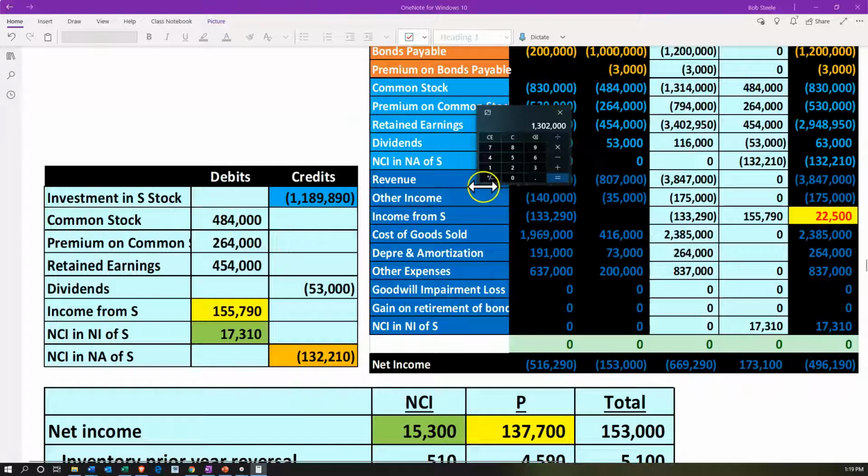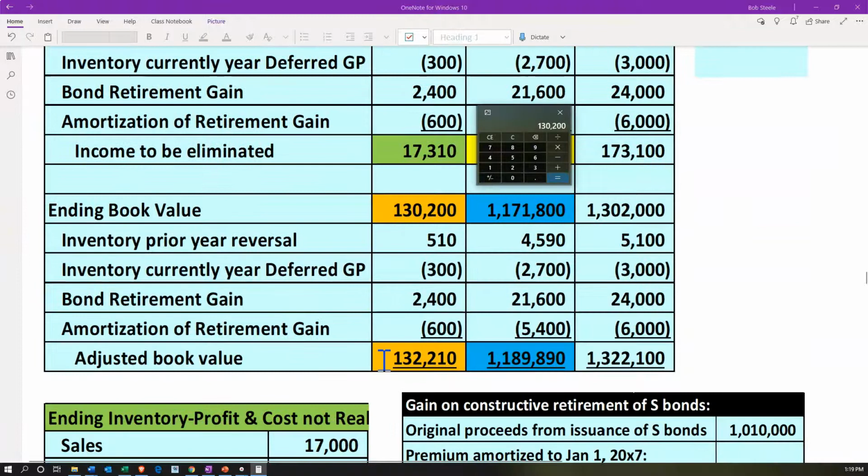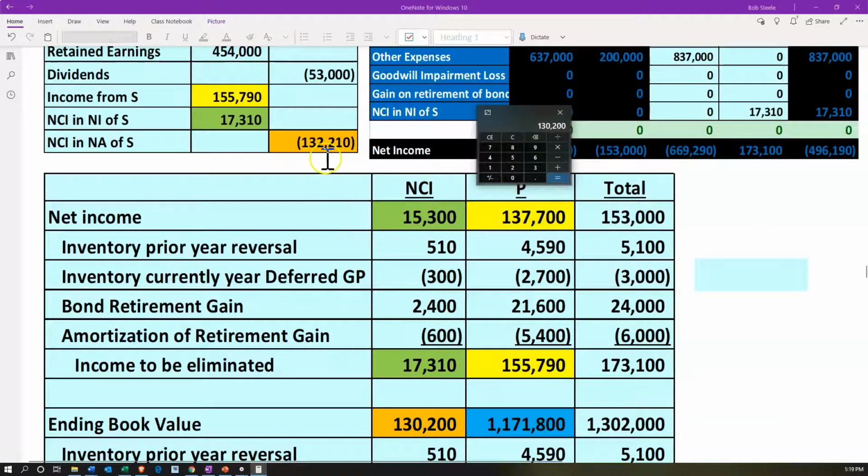Also note one other thing: this middle 1,302,000, normally we would take that and multiply it times the 0.1, and that would be the 130,200. So now there's the 130,200. We're changing it to the 132,210 according to our table. So there it is there.